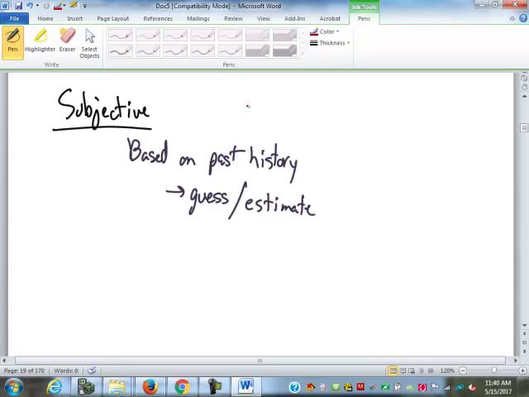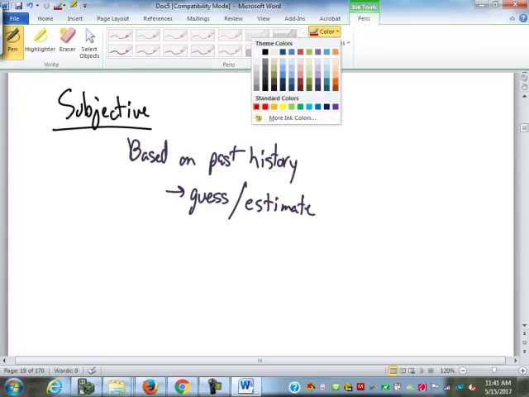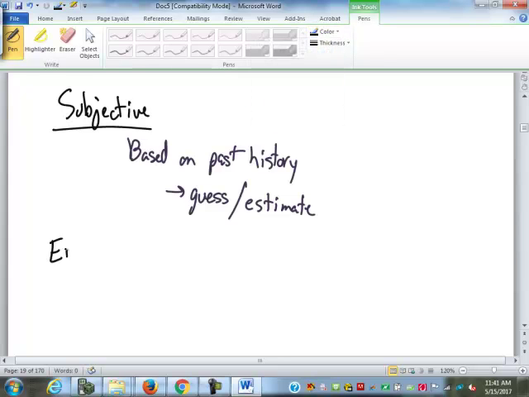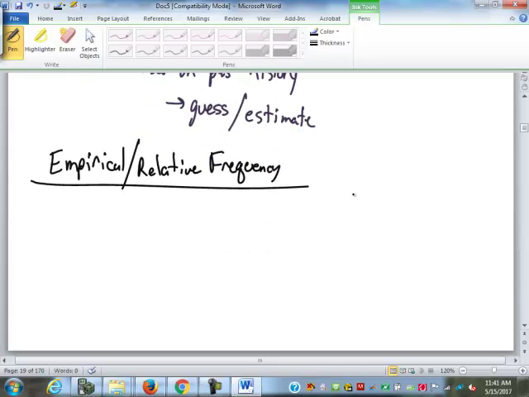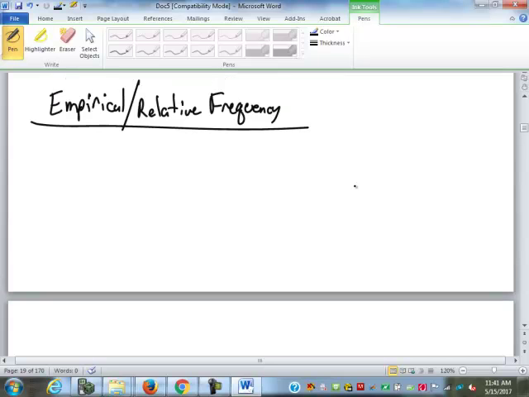Okay, 5 years ago, the survival rate was 28%. Well, what do we think it is now? So it's not absolutely based on calculation, but it's not totally a guess either. And the final one is empirical, or relative frequency. All this is something has happened over and over again, and we've looked at the results and used those results to create the probability.